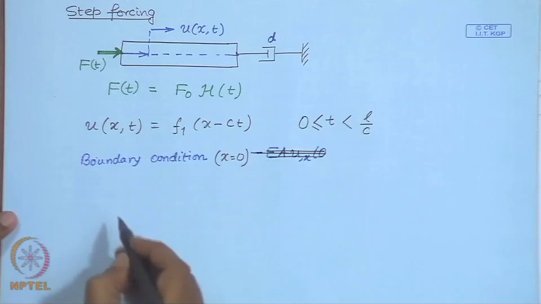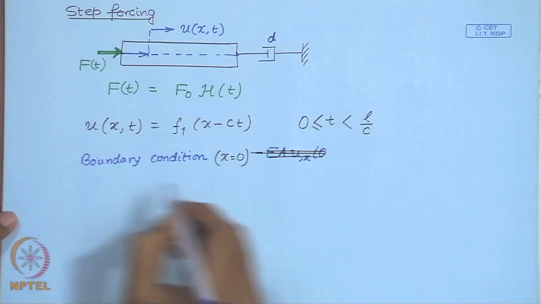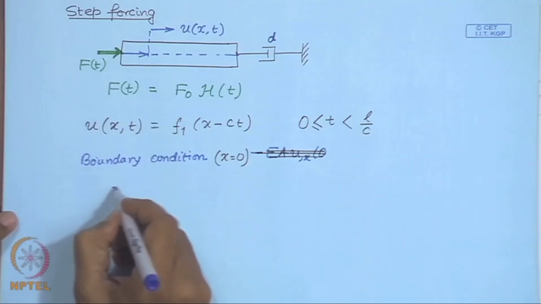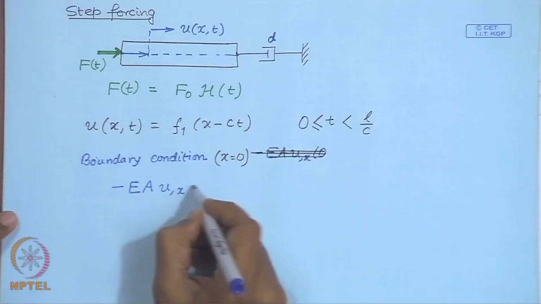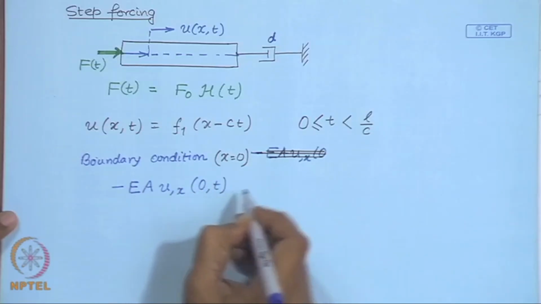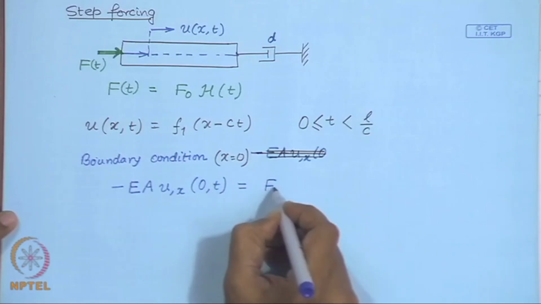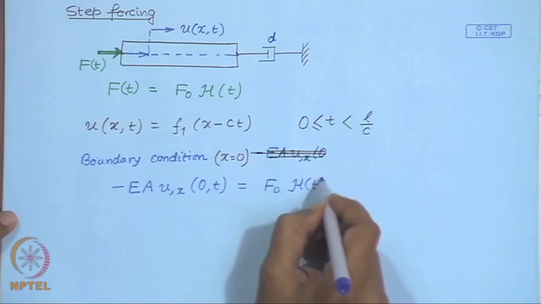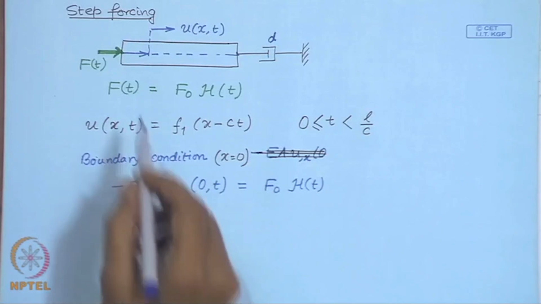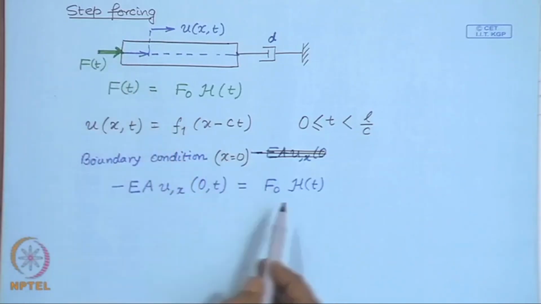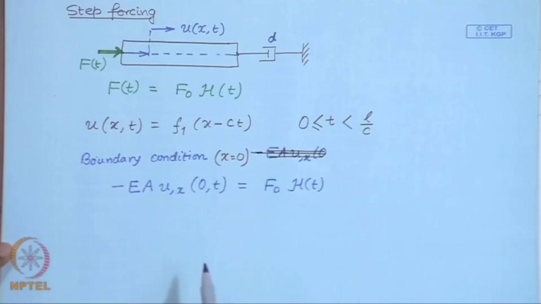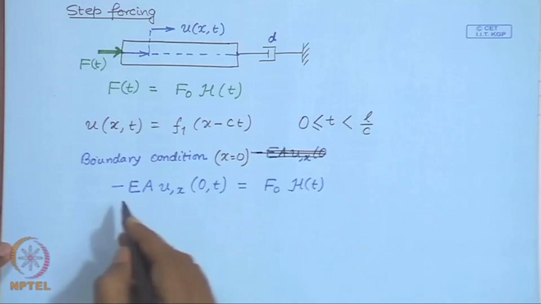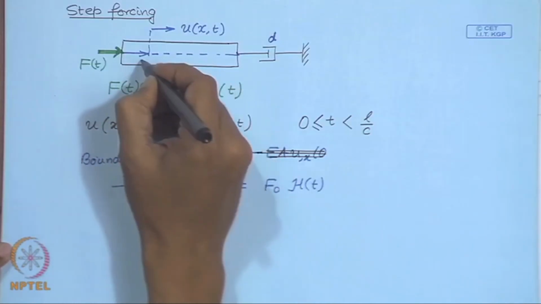So, what we have is the boundary condition at this left boundary is... so the force is compressive. So, for that reason we have this negative sign. So, this is going to be the boundary condition at the left boundary at x equal to 0.